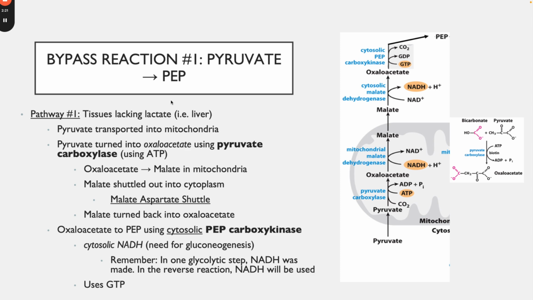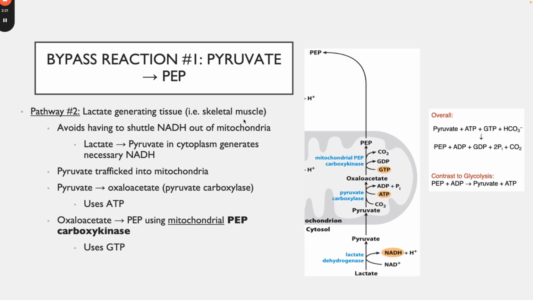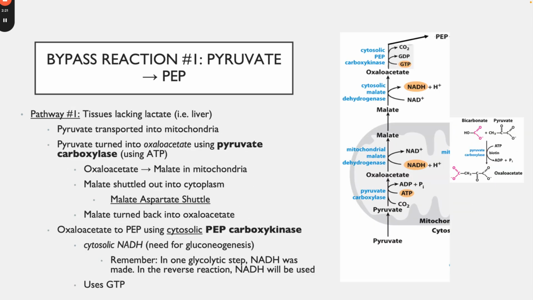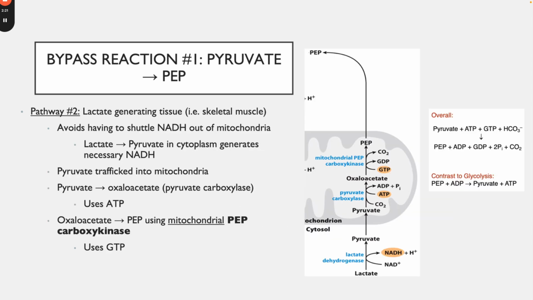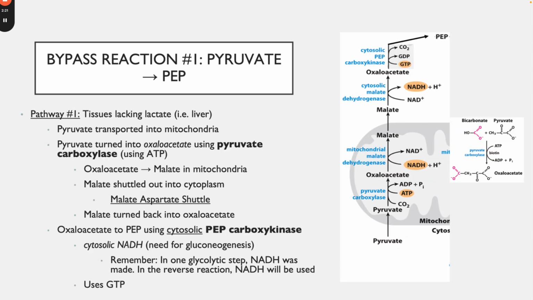So for the first bypass, there are 2 parts to this, and I'm just showing you right now, very quickly, that they're slightly different, and the only reason why is because they occur in different tissues. This first one occurs in tissues lacking lactate, meaning the liver. We know that muscle cells, skeletal muscle, produce lactate. So in this other one, we have the lactate present. We'll go into each one in depth, but I wanted to emphasize that there are 2 different pathways for the bypass reaction, depending on which tissue you are.